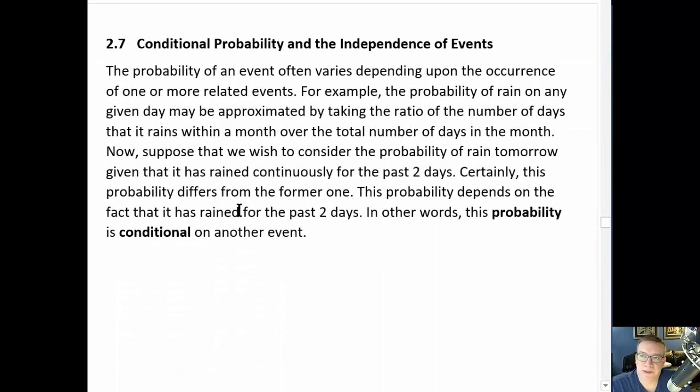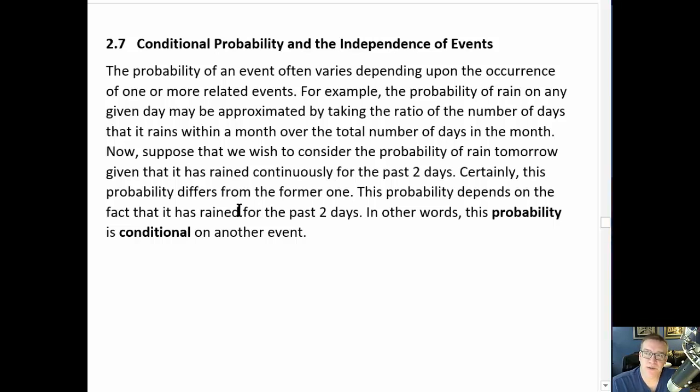Okay, so let's think about conditional probability. The probability of an event often varies depending on the occurrence of one or more related events. For example, the probability of rain on any given day may be approximated by taking the ratio of days that it rains within a month over the total number of days in the month.